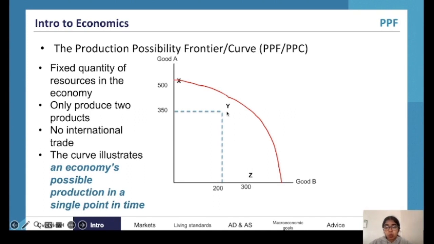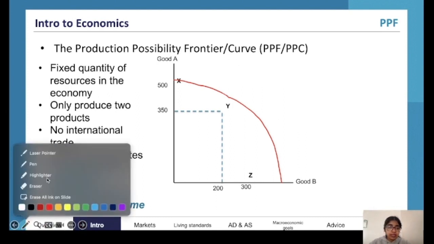But point Y is inside the curve. So that means that we are producing less than our maximum productive capacity. So Y and Z, we're producing less than that. We have spare capacity, spare land, spare labor, spare capital, and we're not producing to our maximum capacity.